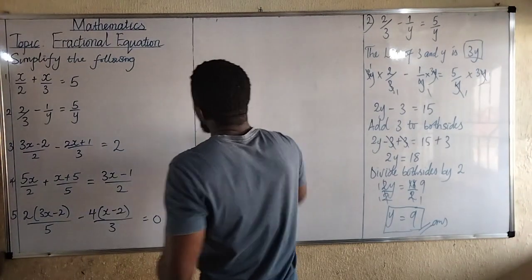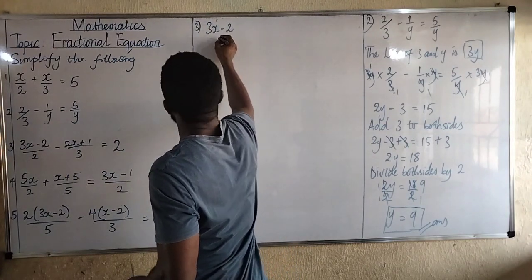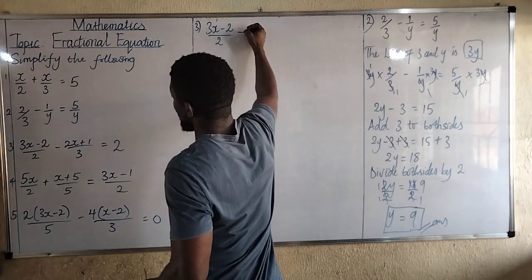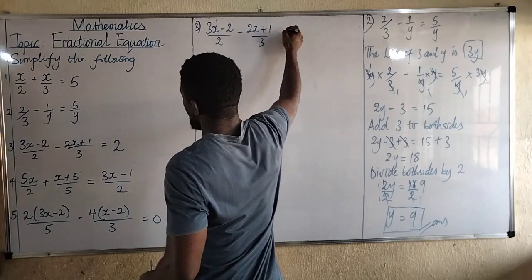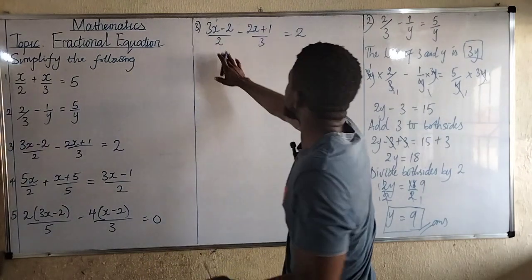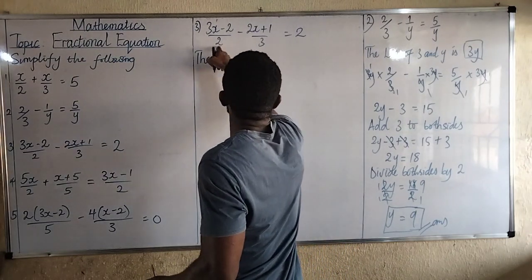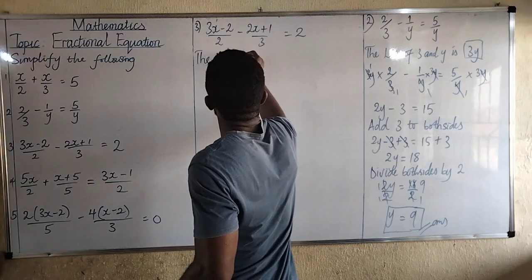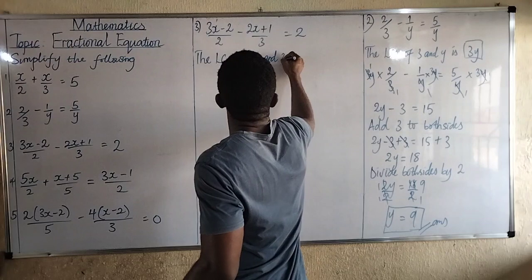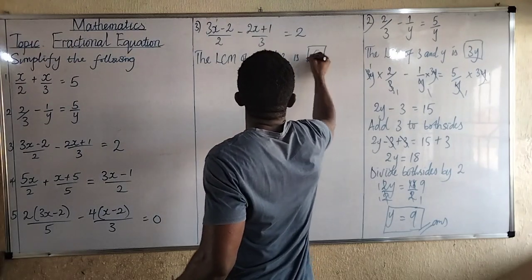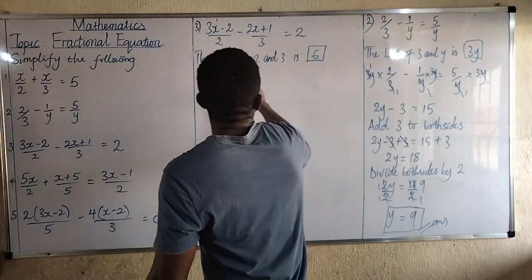Question number 3 says we should solve (3x - 2)/2 - (2x + 1)/3 = 2. Get the LCM of the denominators. The denominators here are 2 and 3. The LCM of 2 and 3 is none other than 6. 2 times 3 is 6, or you can use the LCM method to get it.